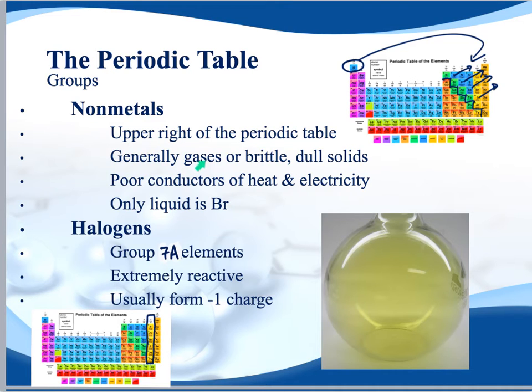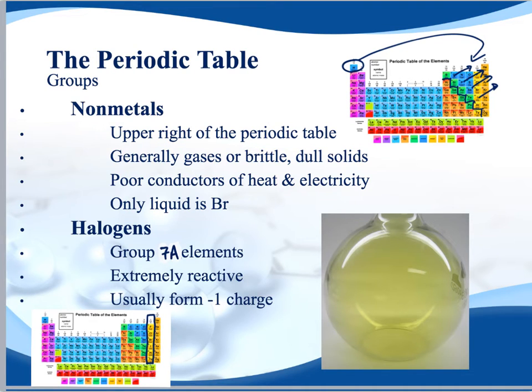These are usually gases, so nonmetals are gases, or brittle or dull solids. Phosphorus is a dull solid. Sulfur is a dull solid. They're poor conductors of heat and electricity. The only liquid of this group is bromine. Element 35 right there.